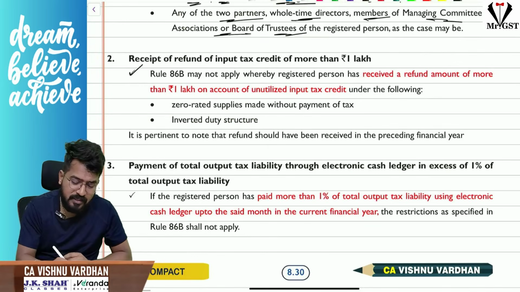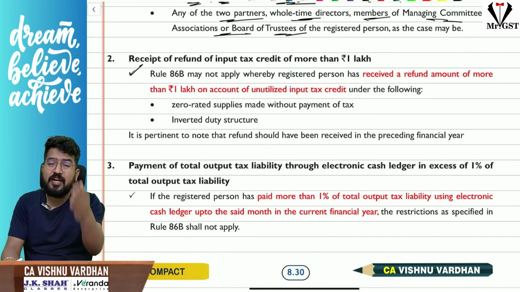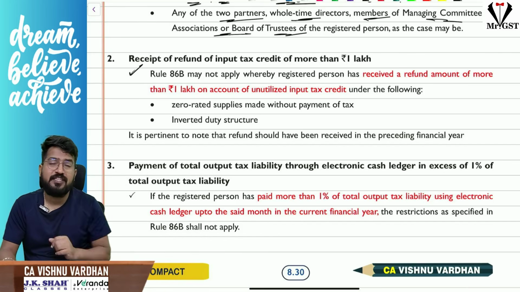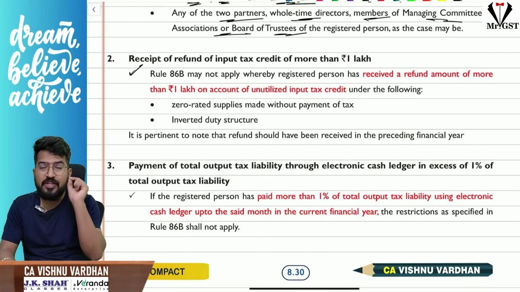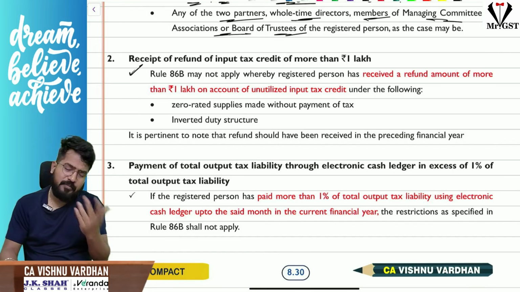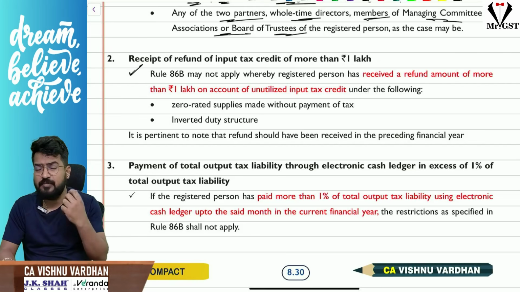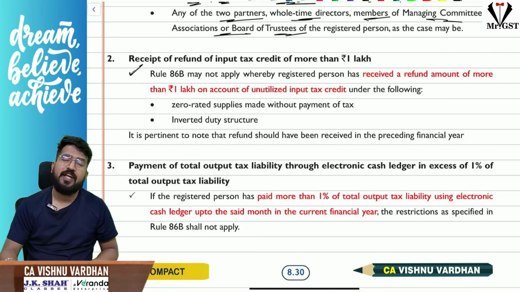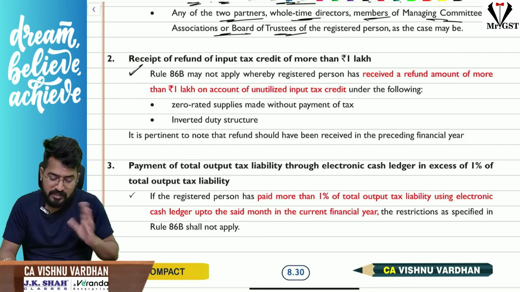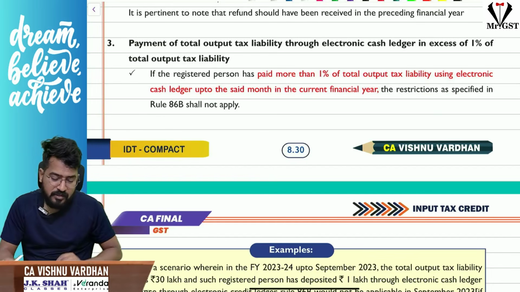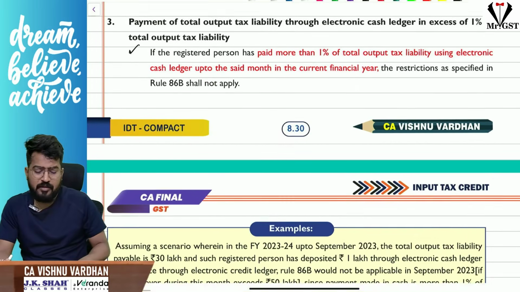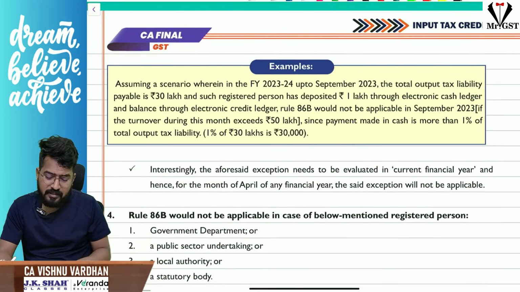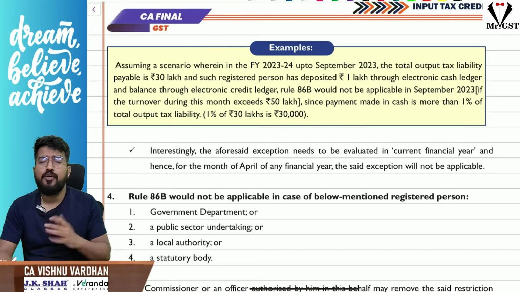Another case, sir: you are a registered person with a track record of claiming GST refund from the department, and in the last preceding financial year you have claimed GST refund of more than 1 lakh, maybe because you have unutilized credit ledger balance because of zero rated supplies or inverted duty structure, whatever it is. Then also for you rule 86B is not applicable. Next, sir, if the cumulative liability till date, I have already discharged more than 1% in cash, then you need not follow rule 86B.